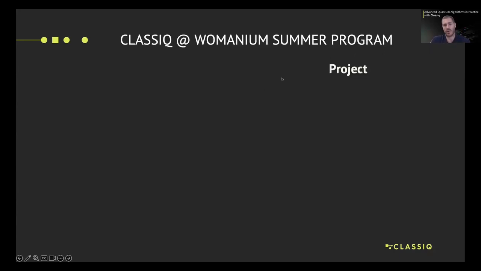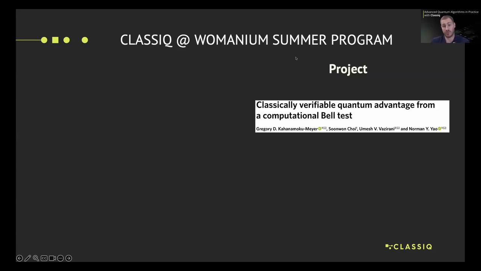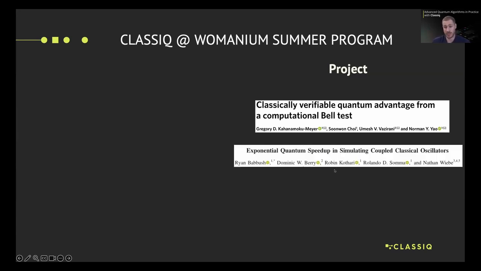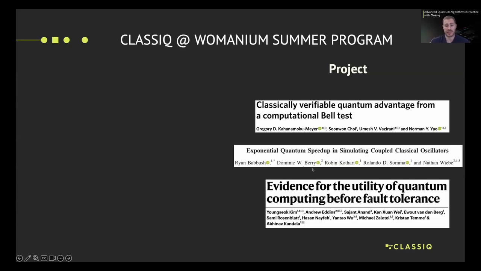In the Classiq part of the Womanium summer program, we have the project, phase 1 of the Womanium summer program. There will be 3 key papers. The first is classically verifiable quantum advantage from a computational Bell test. The second is exponential quantum speedup in simulating coupled classical harmonic oscillators. And the third is evidence for the utility of quantum computing before fault tolerance. You will implement one of these key papers, and in the next slide I will cover how you should approach implementing them.